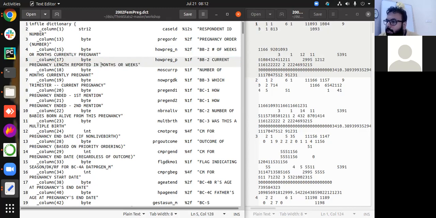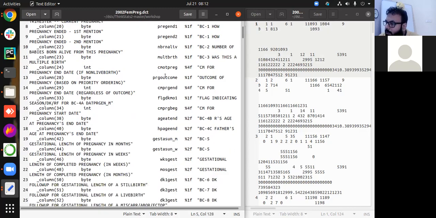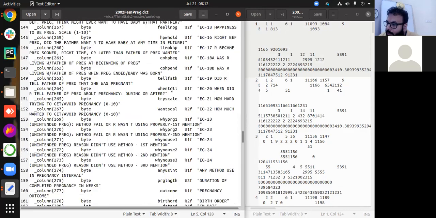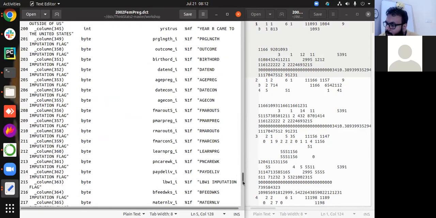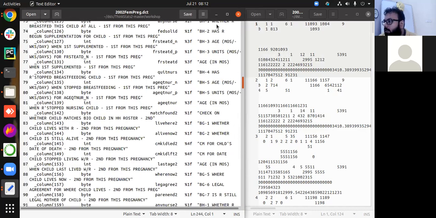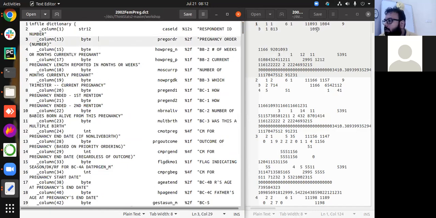Okay. So similarly, we have this data set. There are a lot of columns available, more than 200 data columns that we have here. This is the dictionary and this is the data.